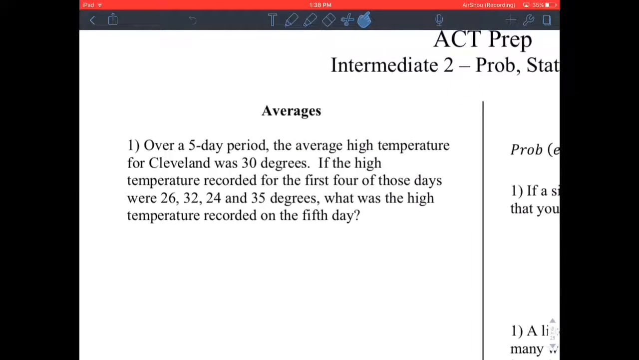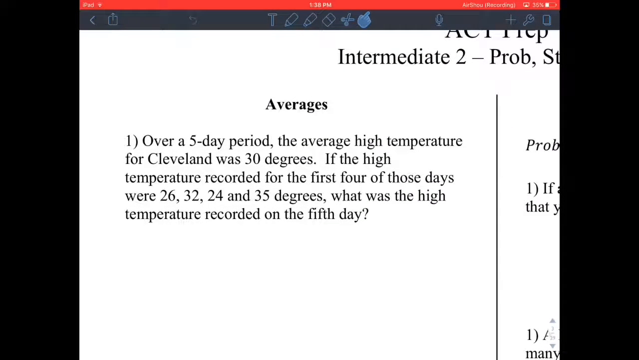Just to remind you how to find the average. Typically, unless it says a different type of average, average implies the mean. To find the mean, you sum up all the numbers and you divide by how many numbers you have.